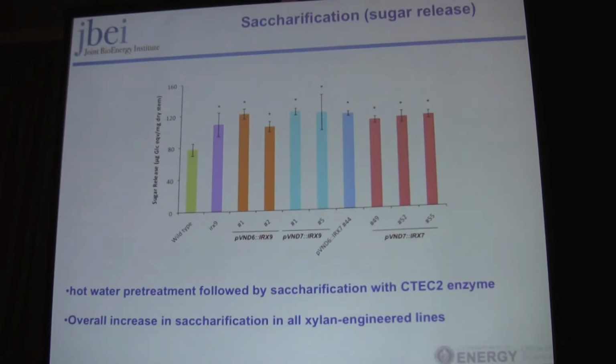So with the increase in the hexose to pentose sugar ratio and also a decrease in xylose, we would expect that since there's less xylan in the plant, the cross-linked matrix would be less rigid and it'll be easier to release sugars from the plant cell wall. After hot water pretreatment and saccharification with CTEC2 enzyme, we see that all our engineered lines were able to release more sugars than the wild type. And this data is per milligram of dry stem starting material.